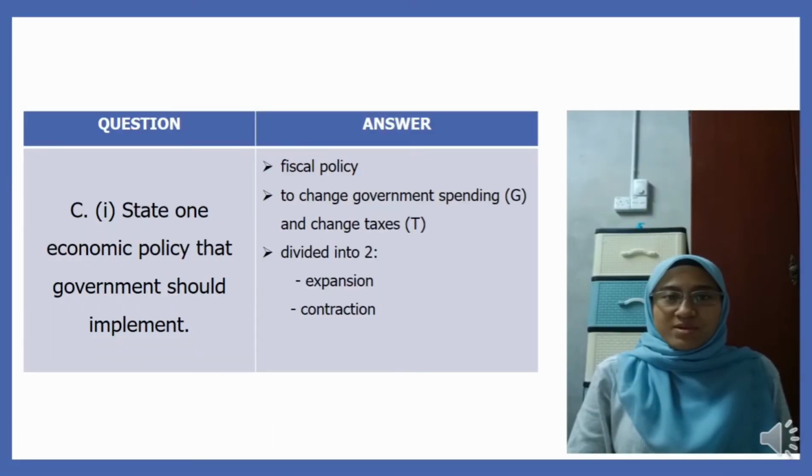Question C1: state one economic policy that the government should implement. The answer is that the necessary economic policy implemented by the government is a fiscal policy that aims to change government spending and change taxes. This fiscal policy is divided into two: first, expansion, and second, contraction. For question C2, briefly explain the role of targeted economic policy.